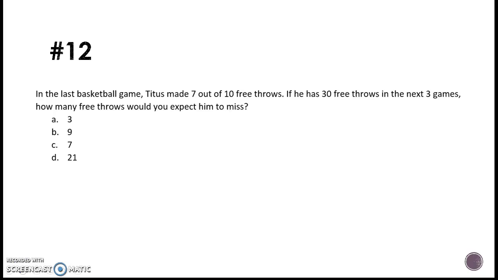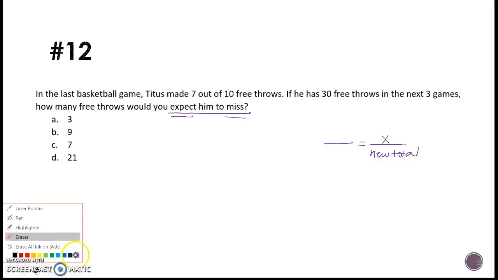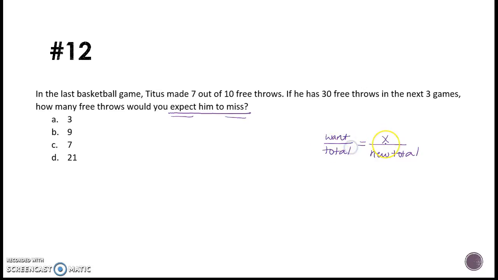Okay, number 12. In the last basketball game, Titus made 7 out of 10 free throws. If he has 30 free throws in the next 3 games, how many free throws would you expect him to miss? So expect him to miss, okay? So expect, we know that we're going to set up a proportion, right? With our probability, and we're going to put x over our new total. So on top is what we're looking for, or what we want, sorry. Want over total equals x over our new total.